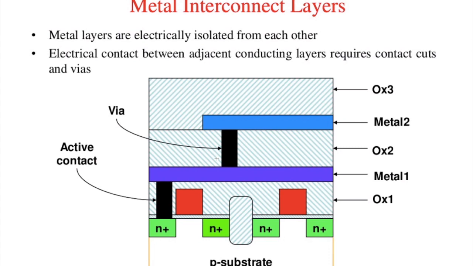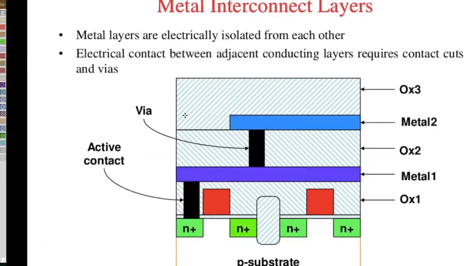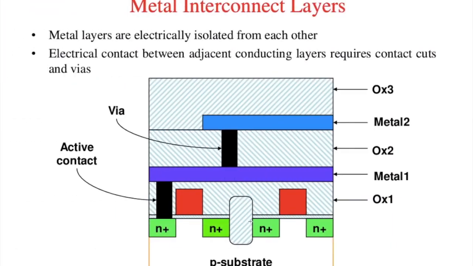So these vias or contacts are the vertical connections. Till now we have seen the horizontal connection. That's what I was trying to explain to you here. So this one is the P diffusion. P diffusion is here. Suppose this is P diffusion.